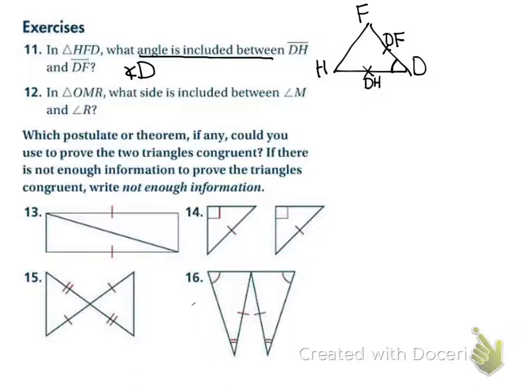Now, the side included between M and R, well, that kind of follows the same idea as above. It's going to be the side made of those letters. So that's going to be MR if we drew OMR.